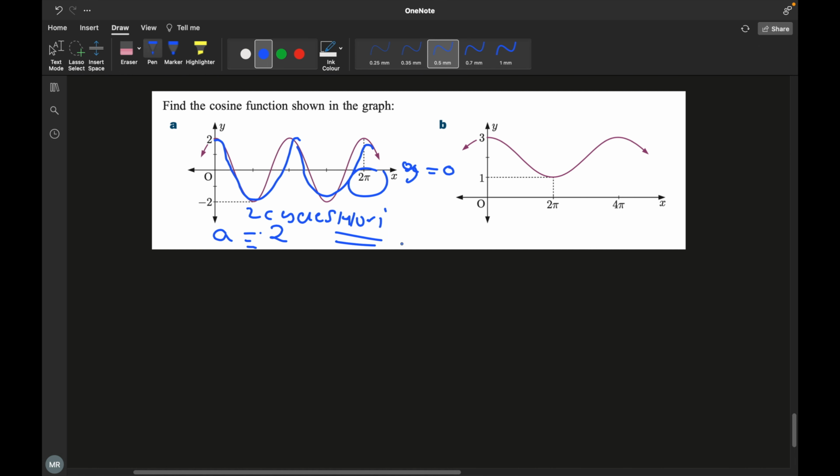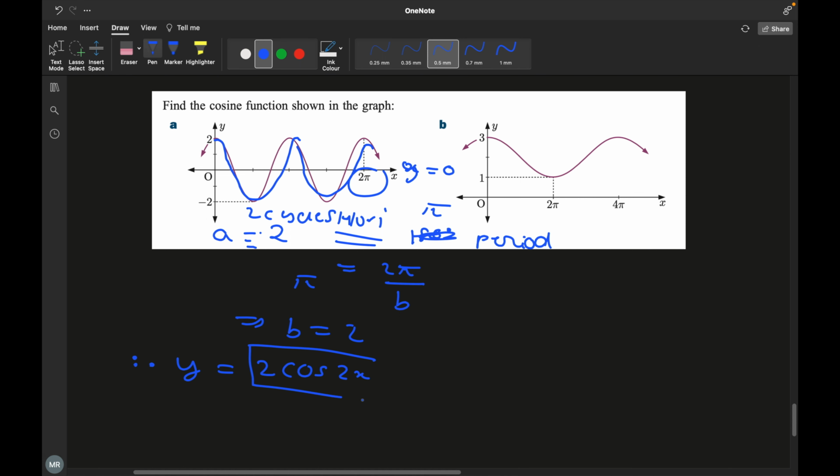So the period is 180 degrees, and we know that the period is 2 pi by b. Let's just write pi instead of 180 degrees. So this would be pi. This would mean that b is 2. Therefore, y equals the amplitude times cos 2x, so y equals 2 cos 2x. This is our answer.